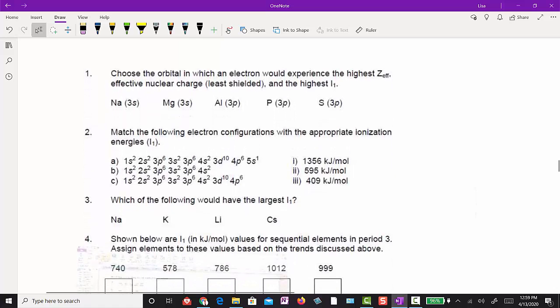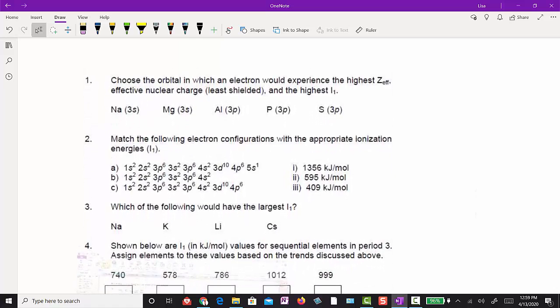Now let's take a look at the kinds of questions that you might see, and you're going to do a quest, so these are the kind of questions you'll see there. We want the orbital in which an electron would experience the highest attractive force, Z effective, which would mean it gets the highest ionization energy.